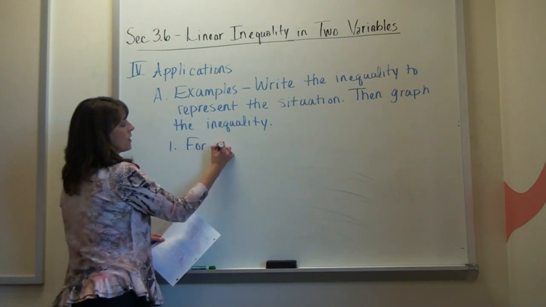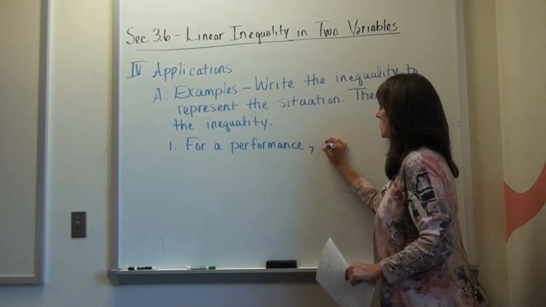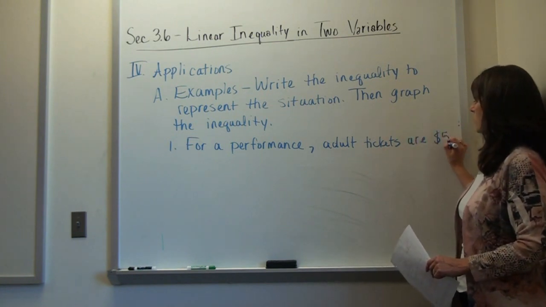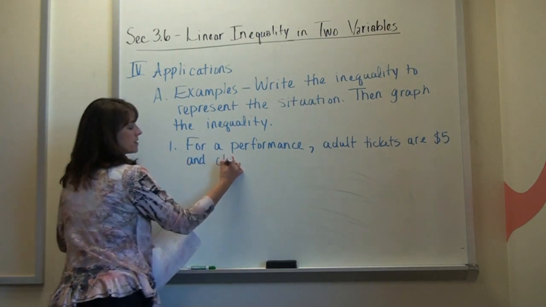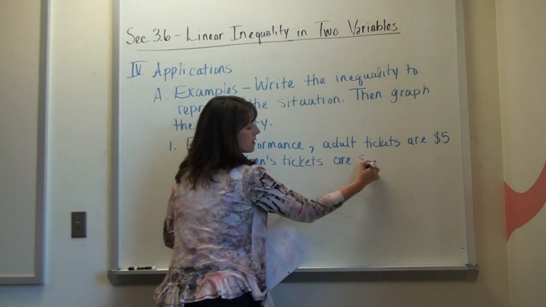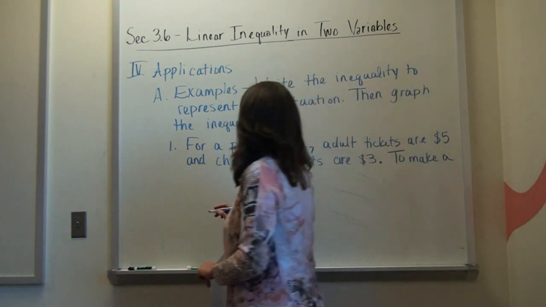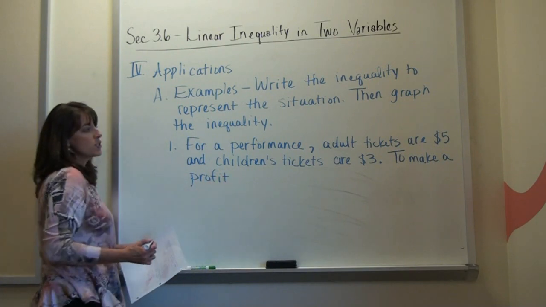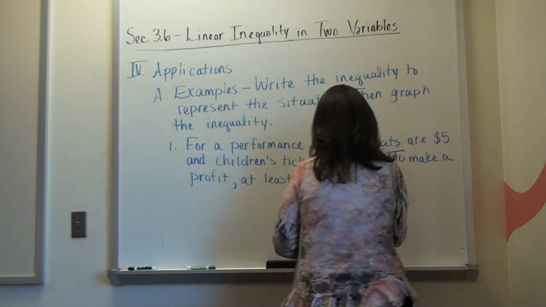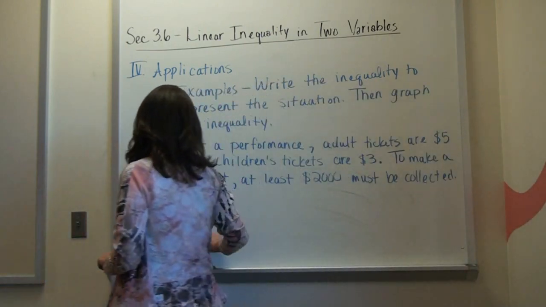So my first example says that we've got a performance hall, maybe a concert hall, maybe a theater. We're going to have a performance, and we're going to sell two types of tickets. We're going to sell adult tickets for $5, and we're going to sell children's tickets for $3. And so we want to know what's it going to take to make a profit, because that's why we're in business, to make a profit. So to make a profit, we need at least $2,000 to be collected. All the expenses that we've got designate that we need to collect $2,000 in order to make a profit.